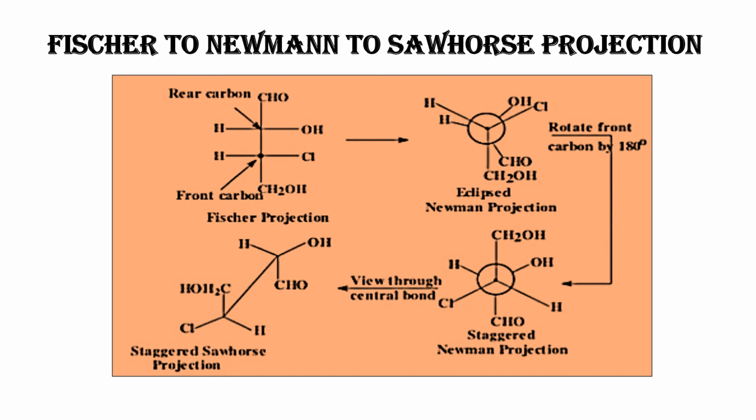Fischer to Newman to Sawhorse projection. How to convert? This is the Fischer projection. This is the front carbon atom and the rear carbon atom. This Fischer always gives the eclipsed form of a Newman projection. As it is, you have to write it. There is no need to think about it. This is the first front carbon atom with CH2, HCl, and HCl, CHO. This will be at the bottom, and HCl. Whenever you are writing from Fischer to any projection, you will get the eclipsed form only.